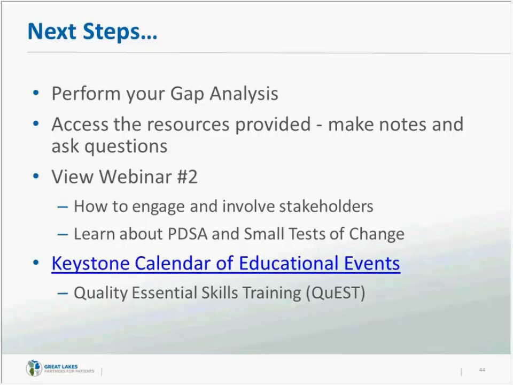You'll also find the Keystone calendar of educational events on the community site. We have our Quest trainings posted there. Quality Essential Skills trainings, or Quest, is another opportunity to engage in quality improvement efforts. Quest is a 2-day training intended for staff that need a retread on basic quality concepts like PDSA and data. Think of Quest as a Quality Improvement 101 with the goal of arming individuals at the hospital level with the QI and data skills needed to improve. Trainings will be held in all 3 states, and again, dates and locations can be found on the community site.